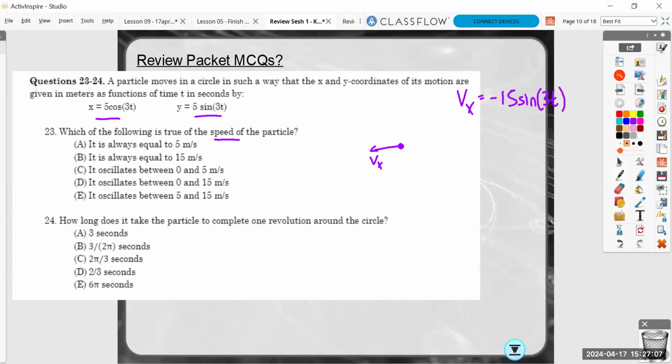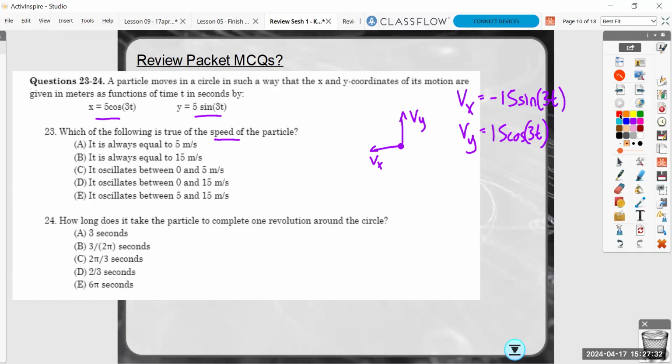Could it possibly have a y velocity? Yeah, possibly. What y velocity could it have? 15 cosine. So it could have some y velocity. Okay, let's say its x velocity is that way and its y velocity is that way. Which way is its total velocity?